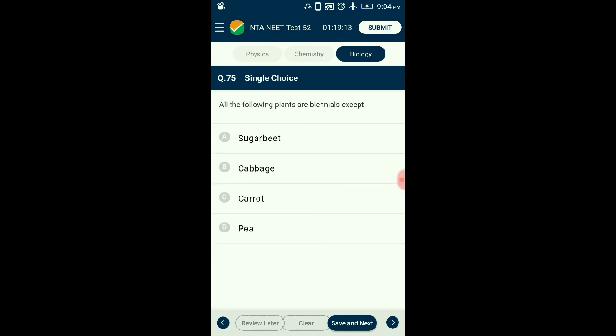Question number 75. All the following plants are biennials except. Biennials are monocarpic plants that flower and die in the second season. Vernalization can help such plants by stimulating in them a photoperiodic flowering response by subjecting them to cold treatment. Some common examples of biennials include sugar beet, cabbage, carrot, etc. Pea is an annual plant which produces flowers once and dies in the same season. So the answer is option D. Except pea plant, remaining all are biennials.